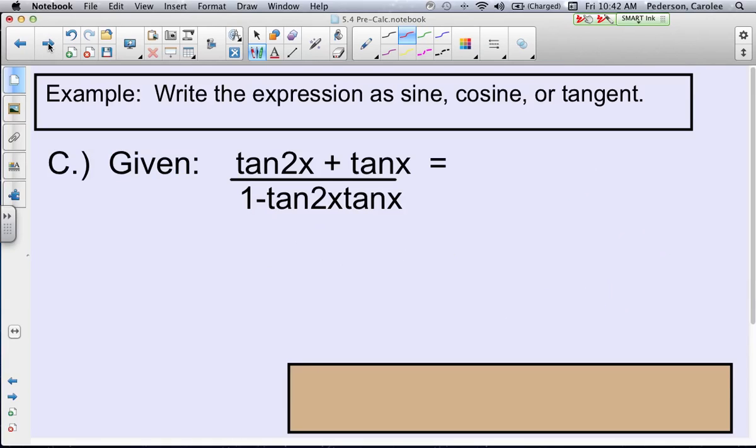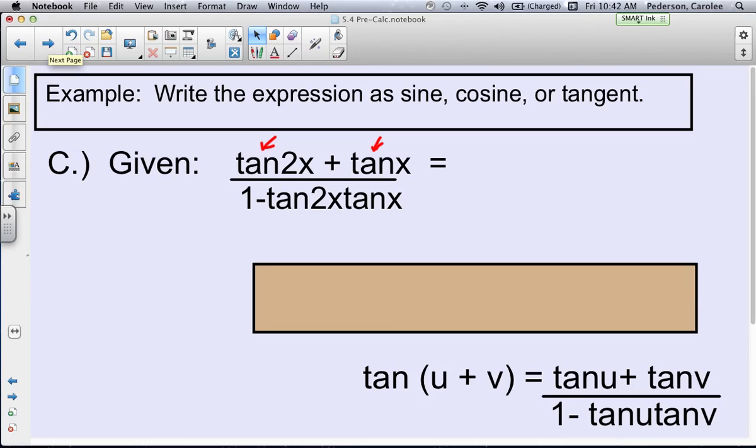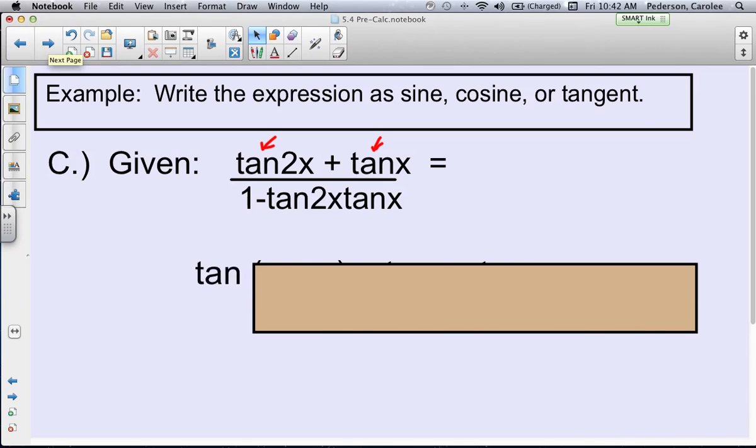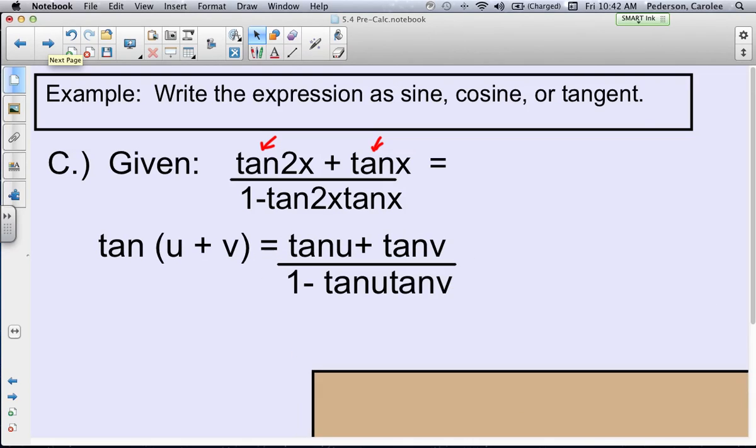Last one of these examples, again, write the expression as a sine, cosine, or tangent. Well, look at the words we have in this equation. They are all tangents. So we want to reduce this equation down. The formula we're going to use, there's only 2 choices for the tangents. It's this one here. What is my u? It is 2x, and the v is x.